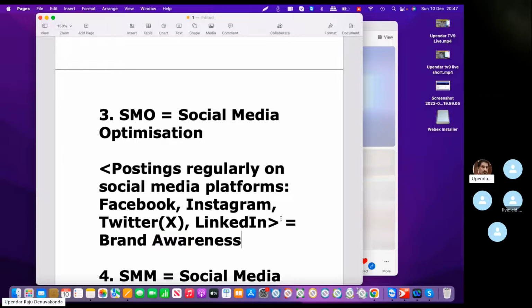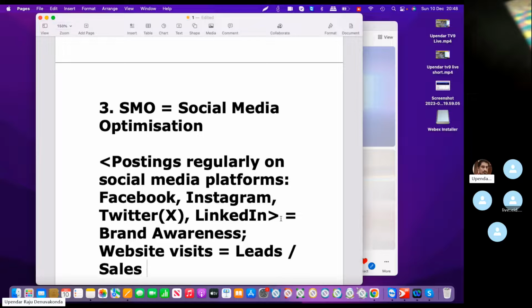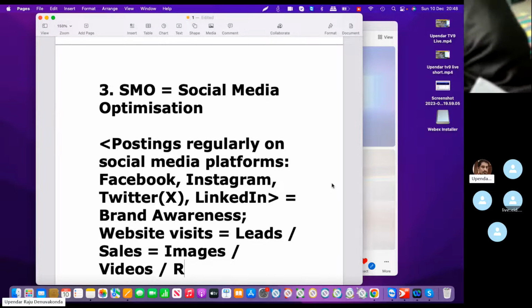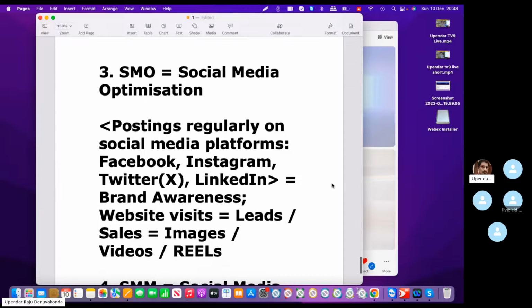We can create some brand awareness, and we can even get some website visits. From the website visits, you can expect leads, or if it is e-commerce, you can expect sales. What you can post: images or videos, and these days reels are very famous. So you can post images, videos, and reels on a regular basis on social media platforms, which would help you create more awareness.